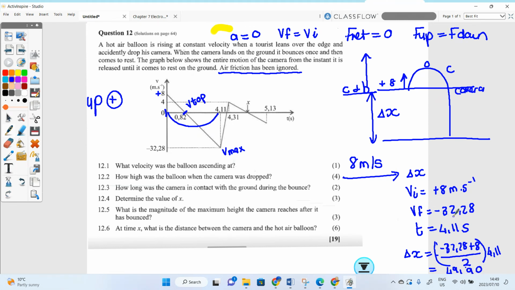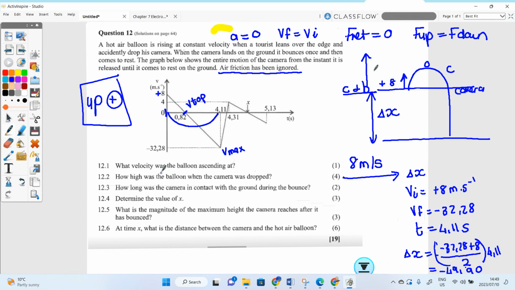You could have done it, yes. You should have gotten negative, because did the camera fall down or up? Down, and we decided that up was positive. So the camera fell down.